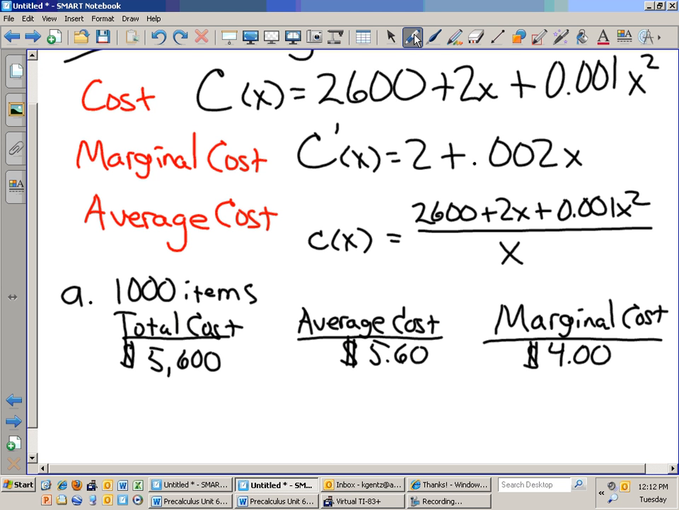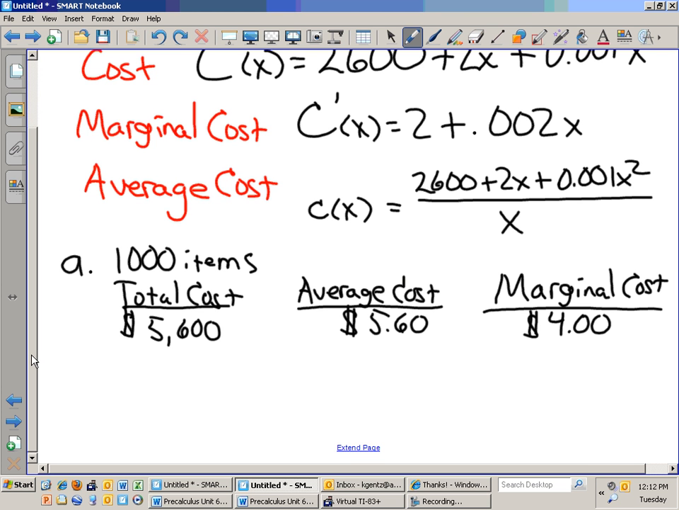So marginal cost means the cost to produce the 1,001st item will be approximately $4. The average cost to produce 1,000 items is $5.60. Yes, and then marginal cost would be $4. The marginal cost of the 1,000th item is $4. So the cost to produce the 1,001st item would be $4. Okay, excellent.